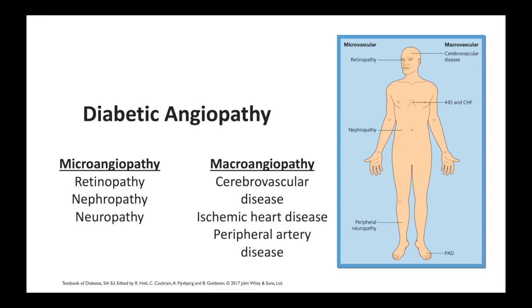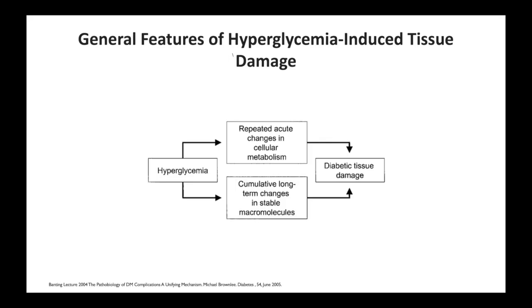So diabetic angiopathy is basically divided into two, those microvascular or microangiopathy and macrovascular or macroangiopathies caused by diabetes mellitus. For this session, we'll be talking in particular about retinopathy, nephropathy, and neuropathy. And it goes without saying that hyperglycemia is the main driver for this complication. This is due to repeated acute changes in cellular metabolism, the ups and downs in blood sugar, or cumulative long-term changes in stable macromolecules causing diabetic tissue damage.